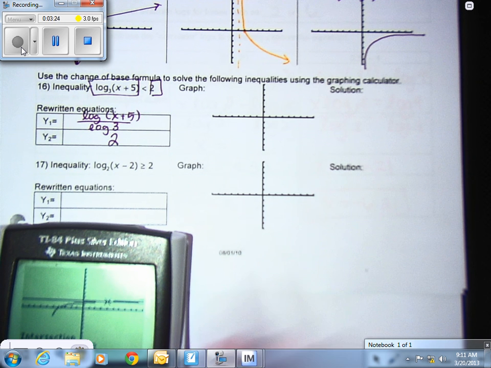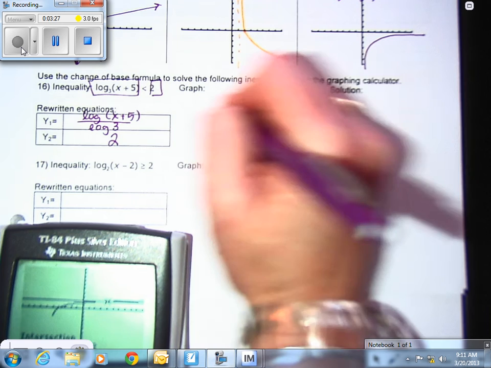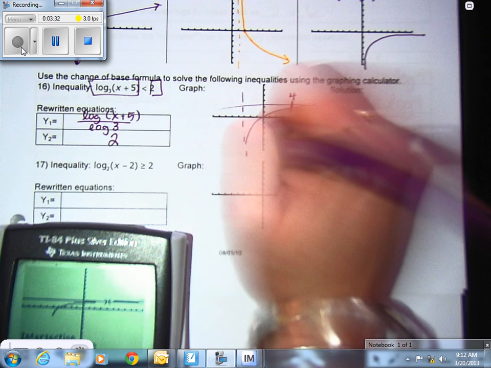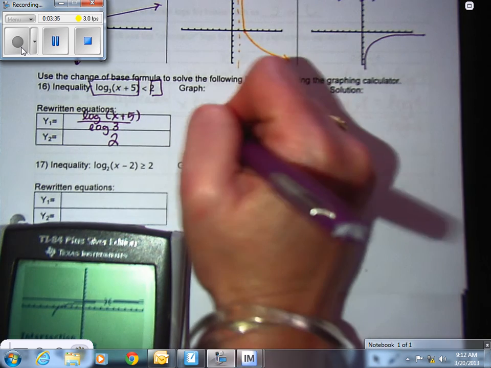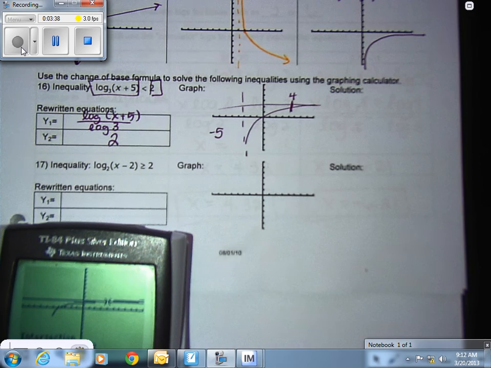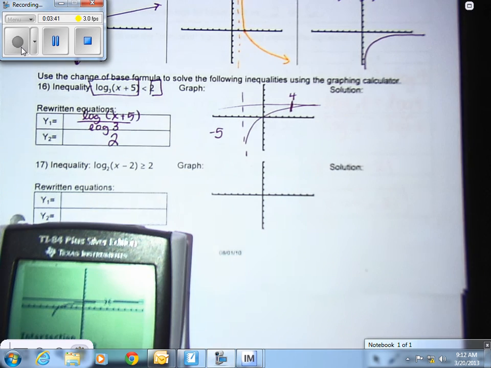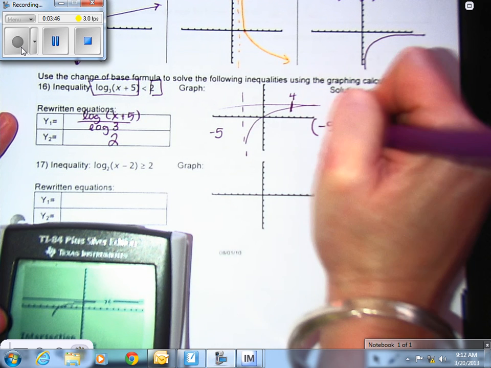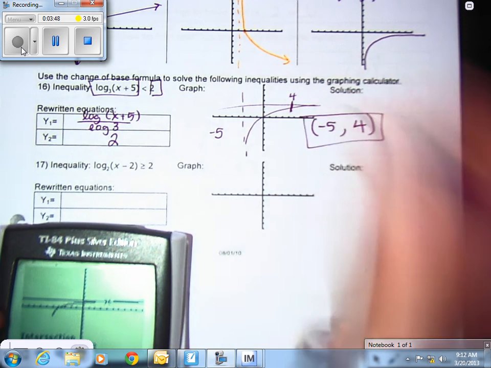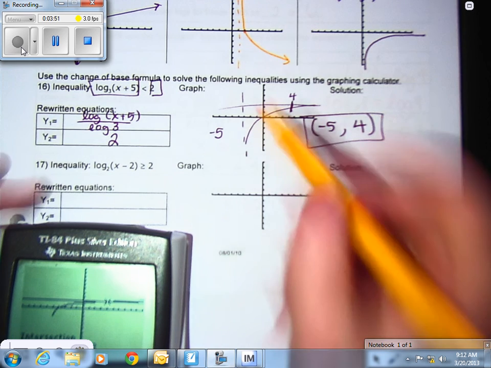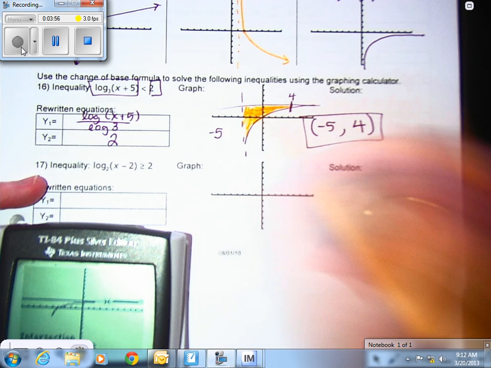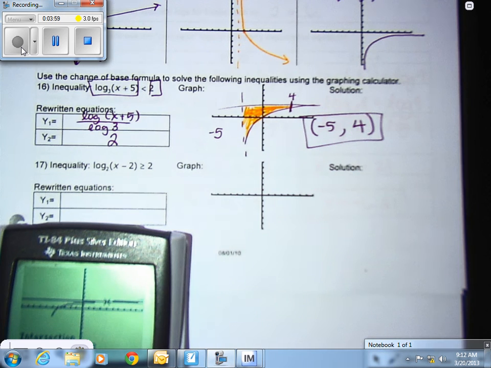So any time that we are less than 4, but we have to be greater than the vertical asymptote, which is at negative 5. Because we can't have any values that go past that asymptote, correct? So what we're going to do is say that our answer is from negative 5 to positive 4. And those are the values where the curve will be less than the line.